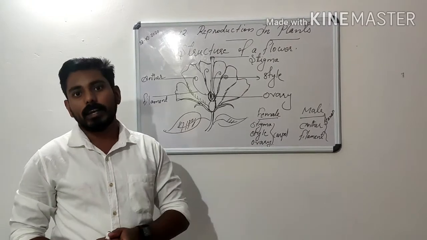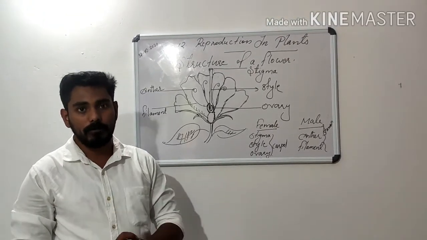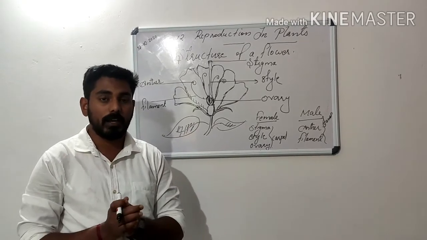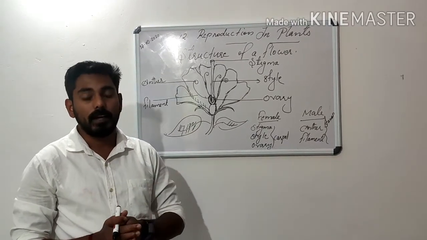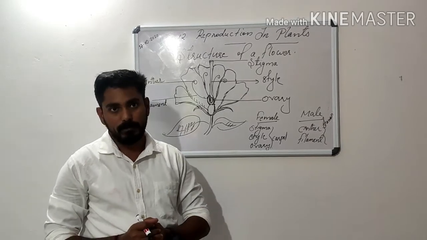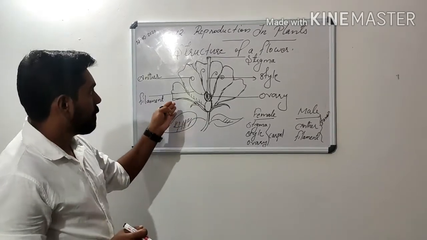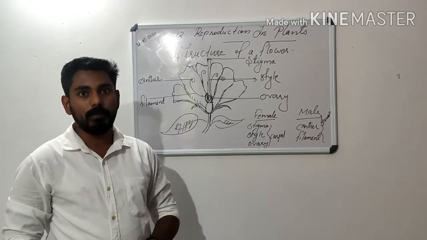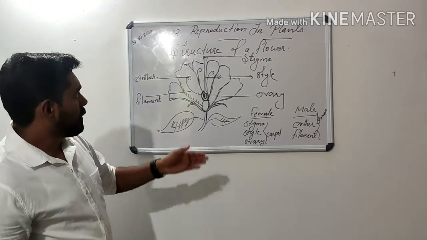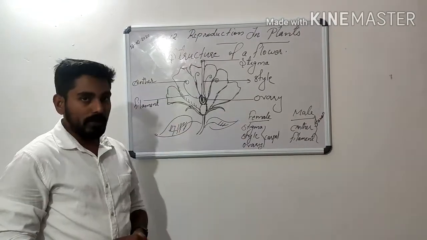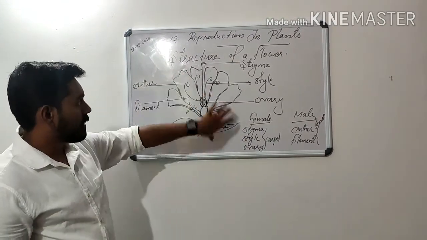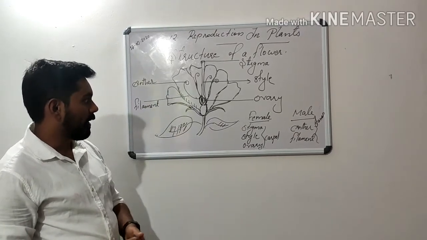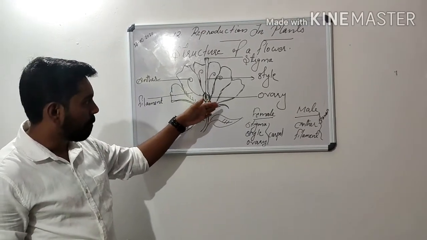A flower is an attractive, colorful part of the plant, and it is a modified form of shoot as well, as it helps in reproduction in plants. So the flower is the main reproductive part of sexual reproduction. This is the overall structure of a flower. There are different parts of the flower. I have mentioned them on the whiteboard.